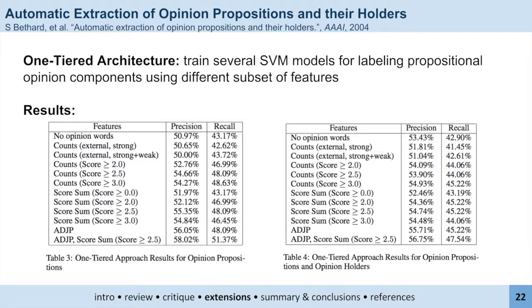The experimental results for opinion propositions are shown in Table 3. We can see that counts of opinion-bearing words are better predictors than counts of subjective words. ADJP also shows about the same predictive power as the best opinion word features. Table 4 shows the result for a three-way classification of opinion proposition, opinion holder, and null. The results are actually very similar to the two-way classification results shown on the previous slide, which infers that the system is able to achieve the same performance for identifying propositional opinions and opinion holders.